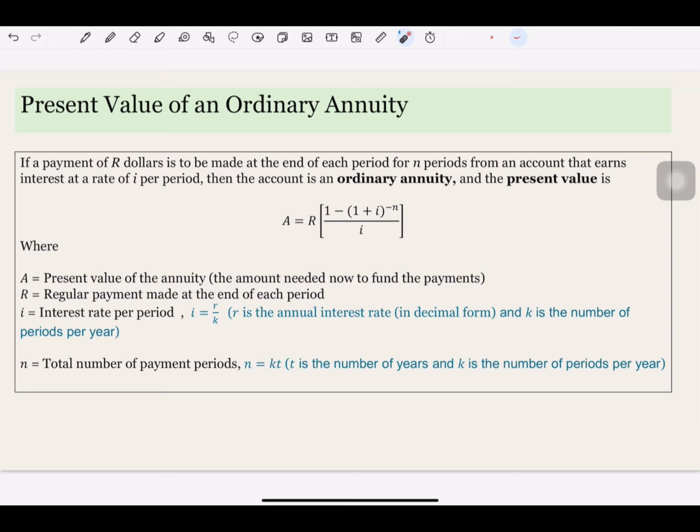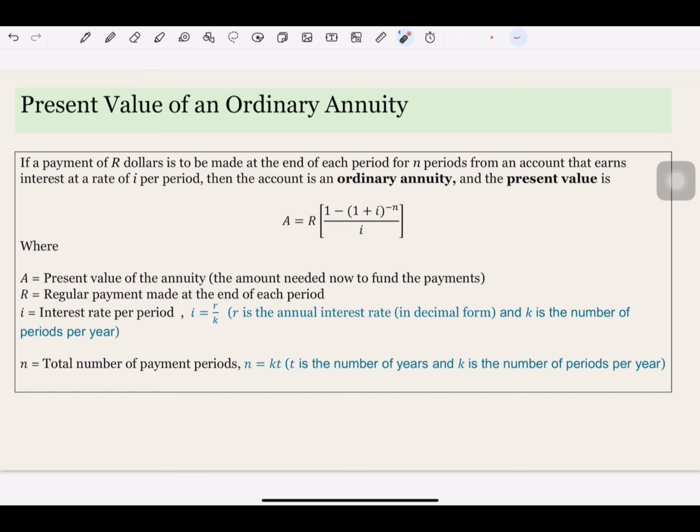When you make regular payments at the end of each period, the account is called an ordinary annuity. And if your account earns interest, the value of those future payments is less in today's dollars. So to calculate how much is needed now to fund a series of future payments, we use this formula.